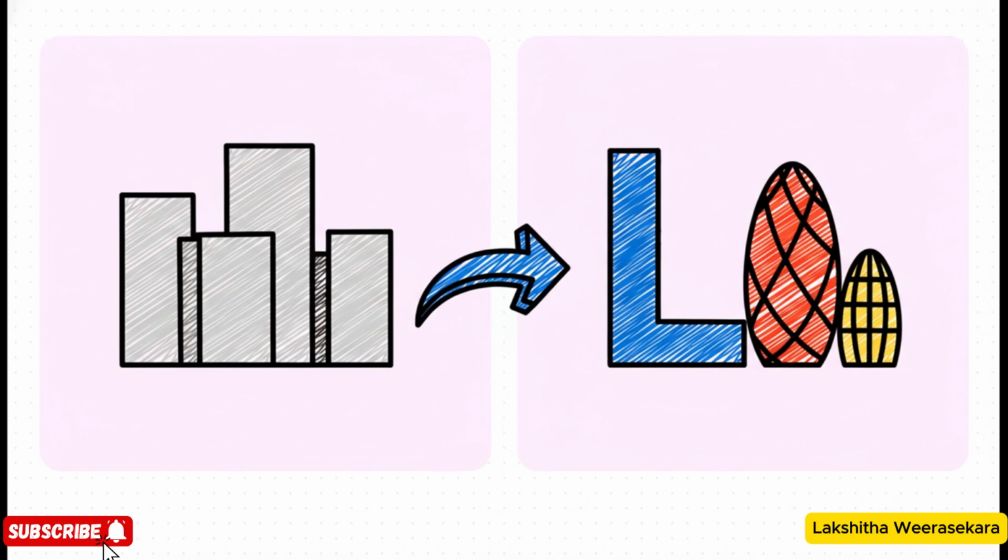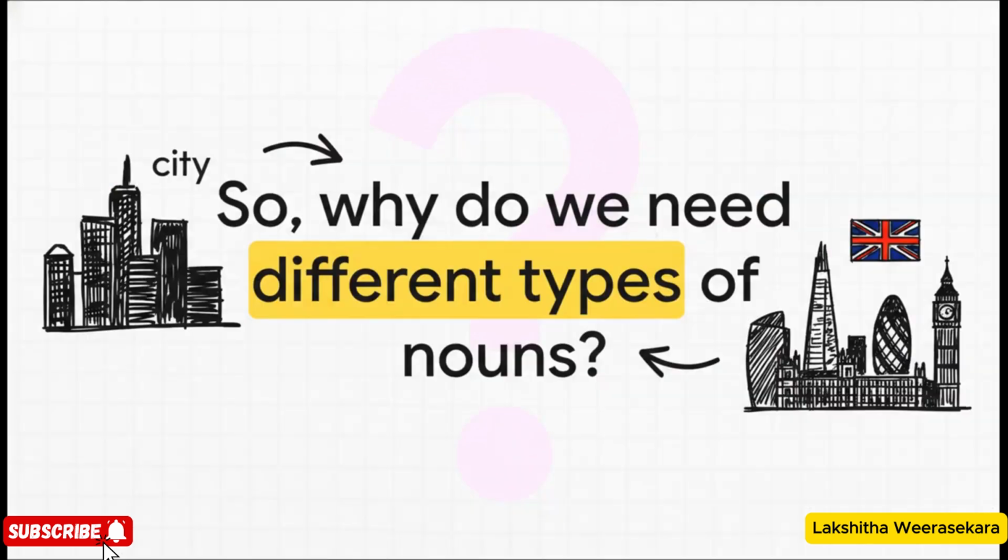And here's the big rule you've got to remember. Proper nouns always get a capital letter at the beginning. And you might be wondering, okay, but why does this even matter? Why have two types? Well, it all comes down to one thing, being clear. If I say I'm going to a city, you get the general idea. But if I say I'm going to London, you know exactly where I mean. That kind of specificity is what makes communication work.